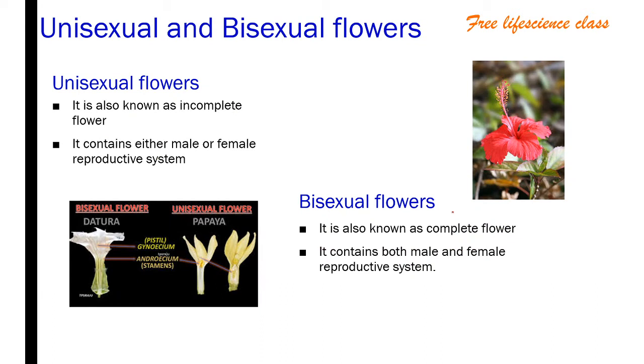Next, about unisexual and bisexual flowers. Most of the students have doubt in this. What are unisexual flowers and what are bisexual flowers? Unisexual flowers means they consist of either a male or female reproductive system. They do not possess both of the reproductive organs.